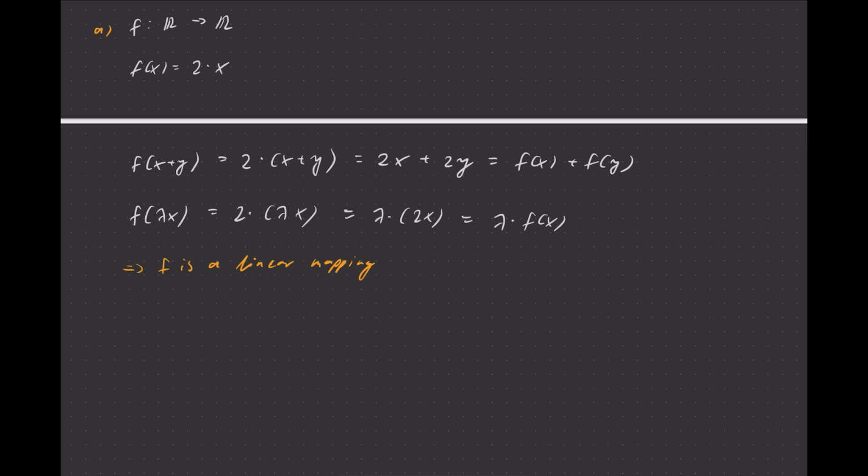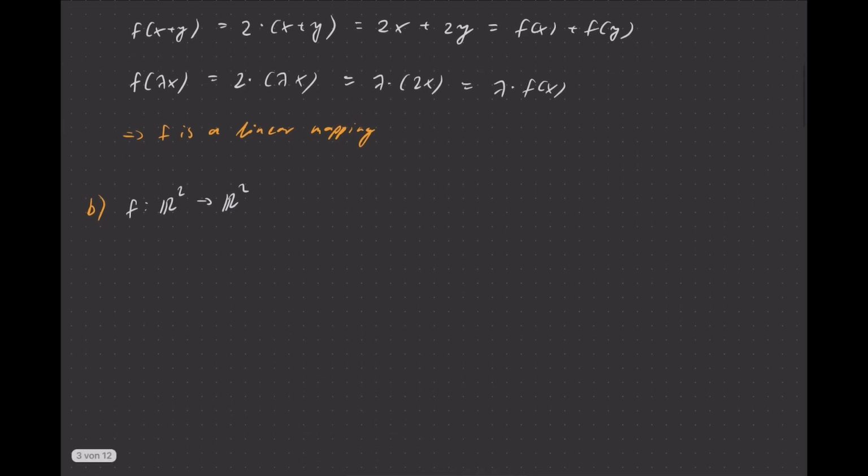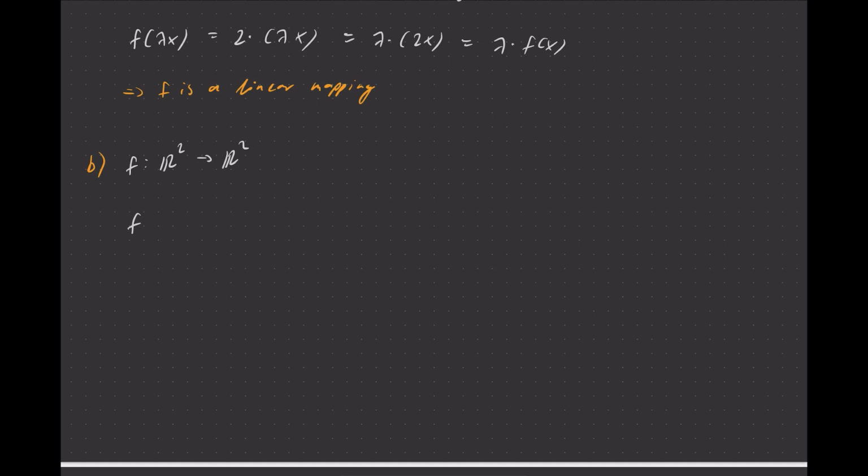Okay, let's talk about B, the second example. We'll generalize that setting a little. We now have a look at a function that maps R2 to R2. And let's say we have a mapping of the form f of (x1, x2) is defined as A times (x1, x2) for some matrix A in R2 by 2.